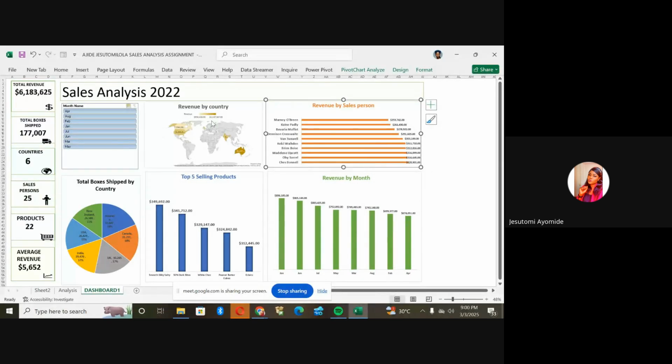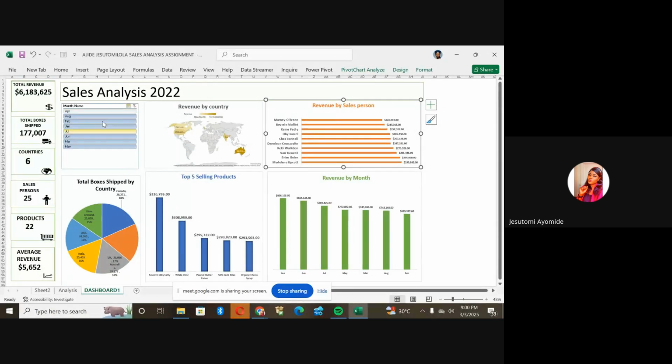Then talking about revenue by country, we see that Australia made the highest revenue. So the stakeholder should invest more in Australia. Thank you. I also introduced a slicer, I won't be doing anything on it, just to show how each month affects the revenue with the analysis. So thank you.